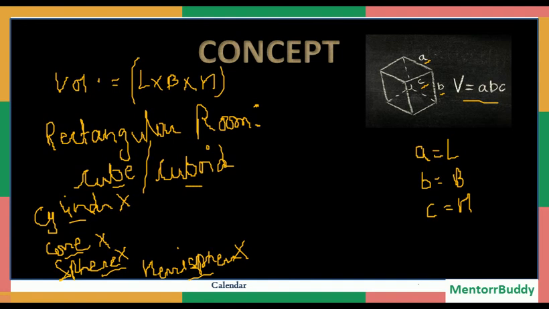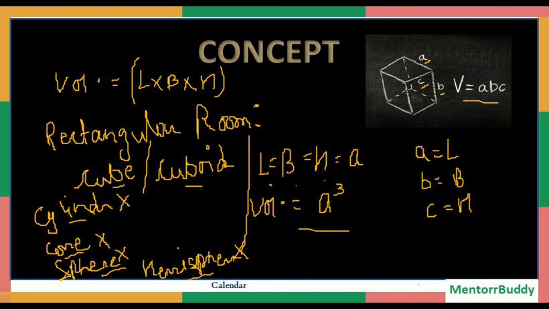In case it turns out to be a cube, the length, breadth and height are all going to be the same. Let's say they are A. So the volume of the cube will be equal to length into breadth into height, that is directly equal to A cube. So to find the volume of a cuboid, it is A into B into C, considering all the sides are different, and to find the volume of a cube, it is directly A cube.